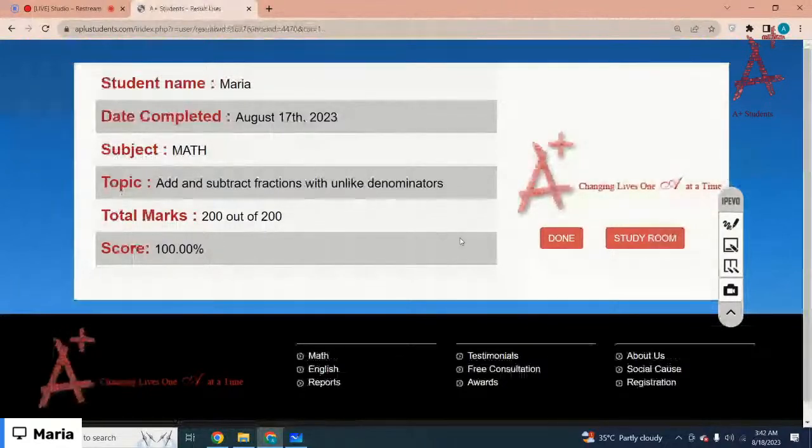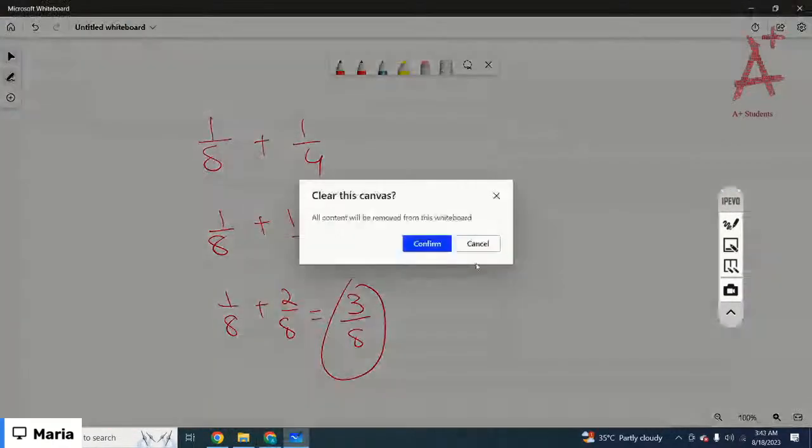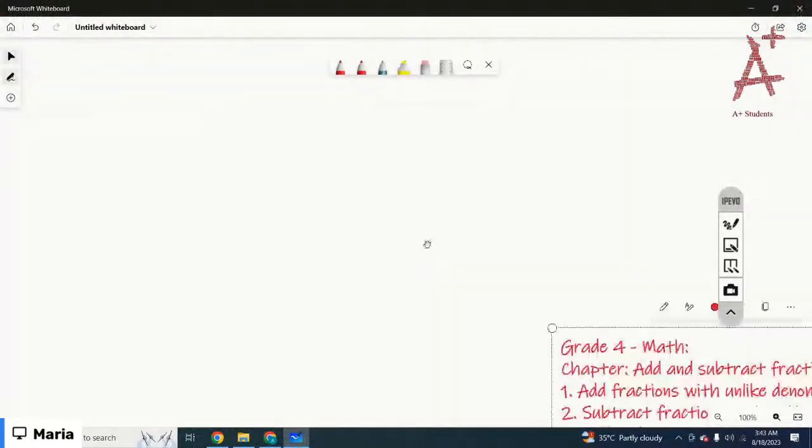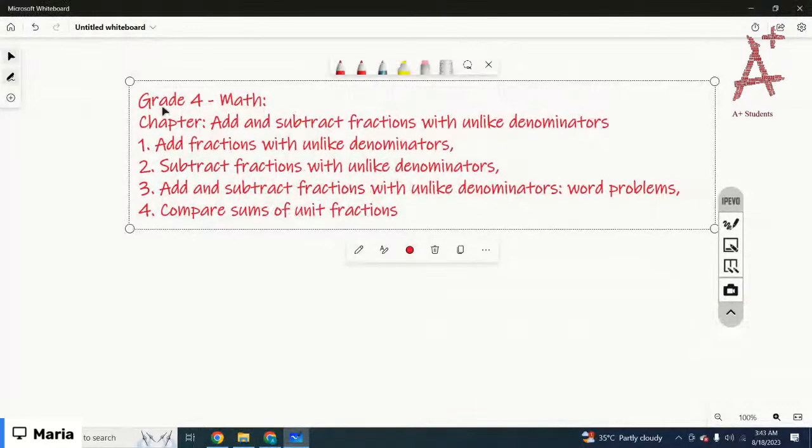Okay, we are done with the lesson. So we're working on grade 4 math and we're working on the chapter add and subtract fractions with unlike denominators. The lessons we have covered today are add fractions with unlike denominators, subtract fractions with unlike denominators, add and subtract fractions with unlike denominators word problems, and compare sums of unit fractions.